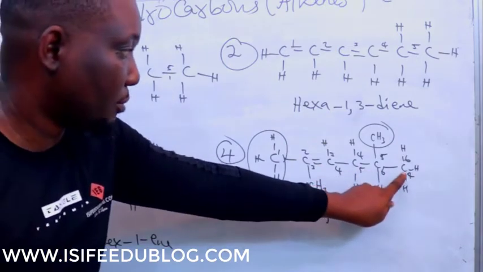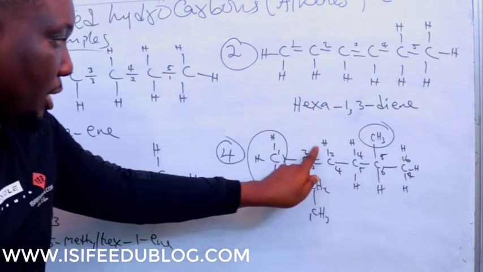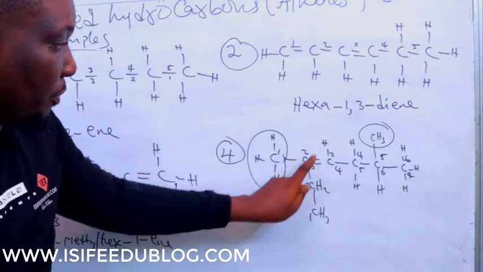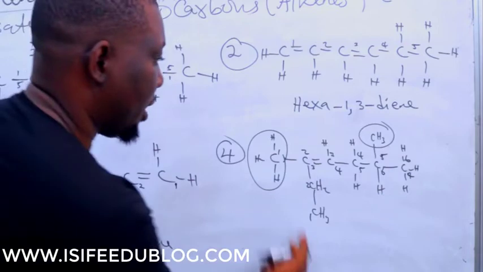We can't start from here because we have to pass how many bonds before coming here? We have to pass 2 bonds before coming here. We have to pass 3 bonds before coming here. But we pass 2 bonds before coming here. So the right numbering should go like this.